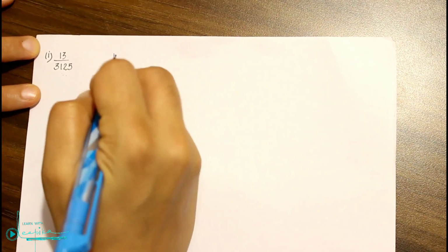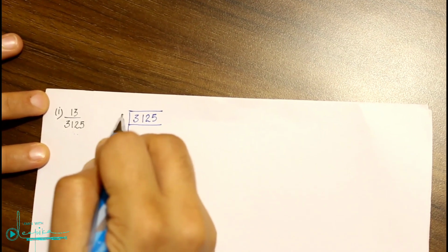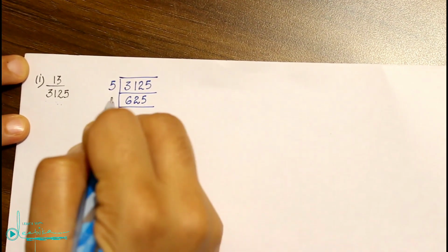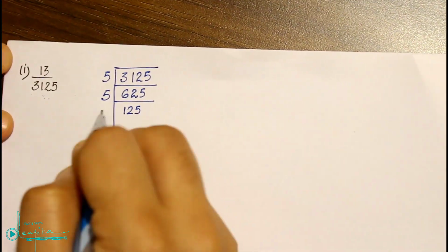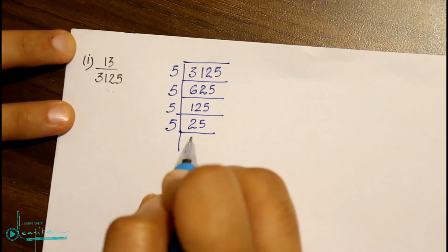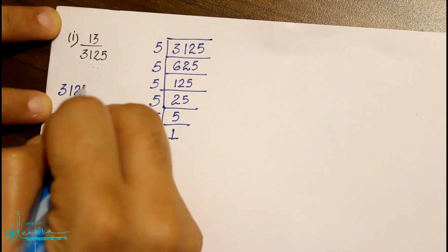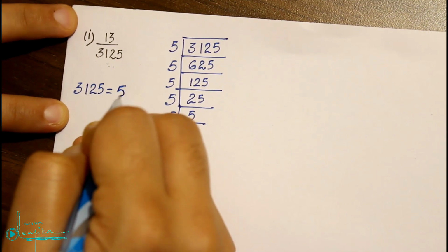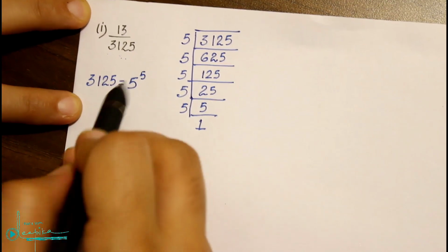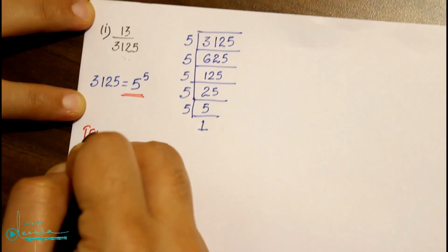Now you will do prime factorization of 3125. This is divisible by 5, 5 fives are 25. Again, if you divide by 5, you will get 125. Again, this is divisible by 5, 25, 5. So 3125 has factors in the form of 5 raised to power 5, which means the denominator is in the form of 5 raised to power 5. That means it's terminating.